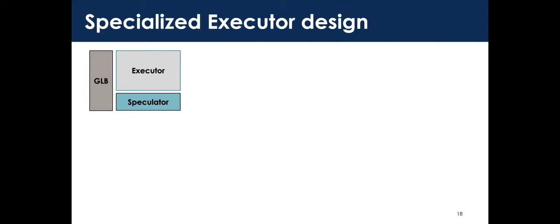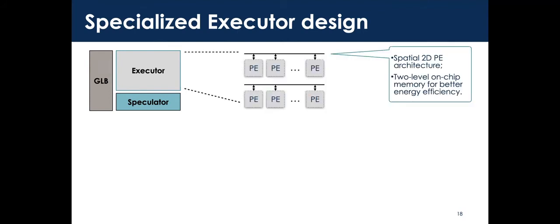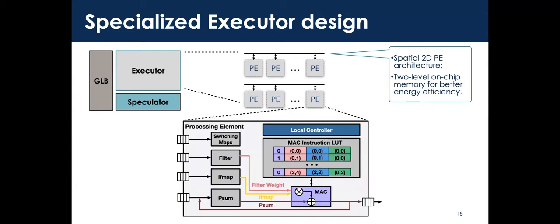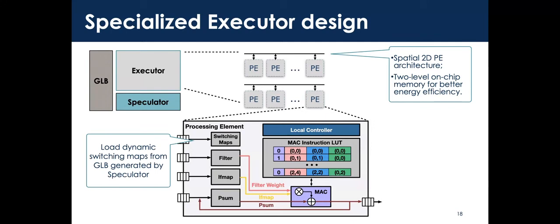And for the executor, we adopt the spatial 2D PE array architecture due to the energy efficiency of local data reuse on the 2-level on-chip memory hierarchy. And then the PE will load dynamic switching maps from the global buffer, and the local control logic handles computation skipping from dynamic switching.